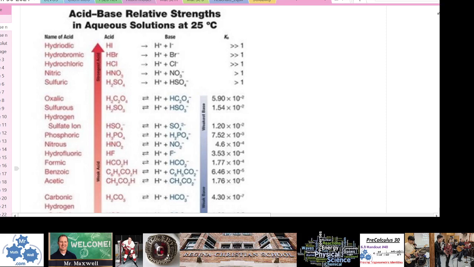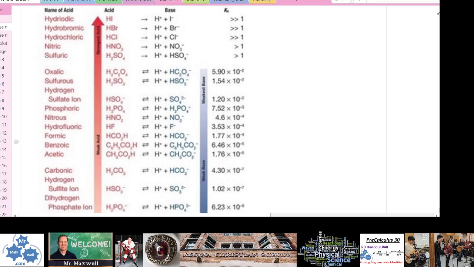So they mostly ionize, pretty strong. Now we get into this grouping of acids here that would be considered fairly weak. Anything less than 1 is starting to get a little bit weak. Still wouldn't go drinking sulfuric acid or anything like that. But if you look at acetic acid down here, 1.76 times 10 to the negative 5.